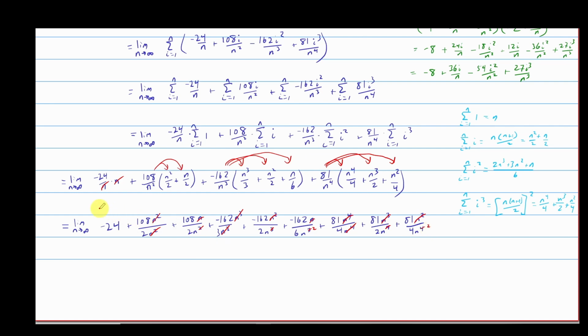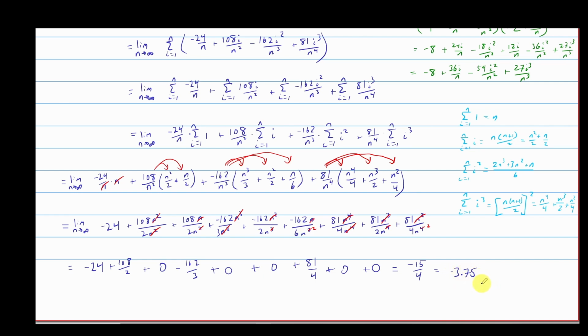So after I'm done canceling the n's, I'm going to go ahead and find the limit by letting any term with an n in the denominator go to 0. So I have negative 24 plus 108 over 2. Here I have an n in the denominator, so that becomes a 0. Minus 162 over 3 plus a 0 plus another 0 plus 81 fourths plus a 0 plus 0. And I'm going to skip past the simplifying fractions. When I add all of this together, I get negative 15 fourths. Or if you want to write that as a decimal, negative 3.75.